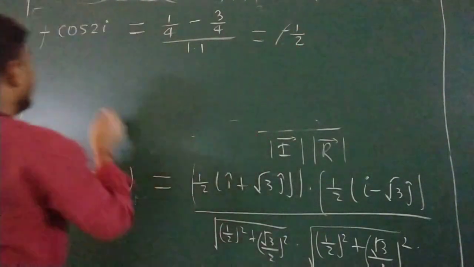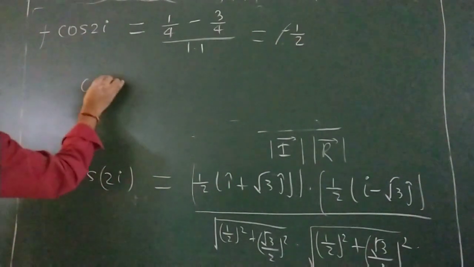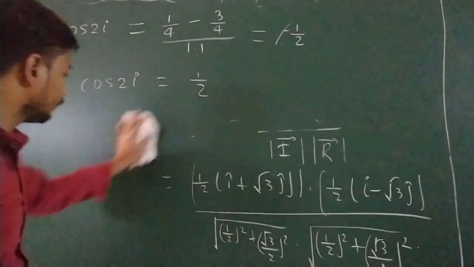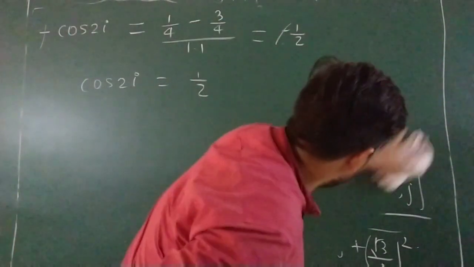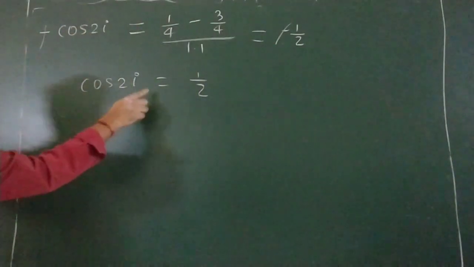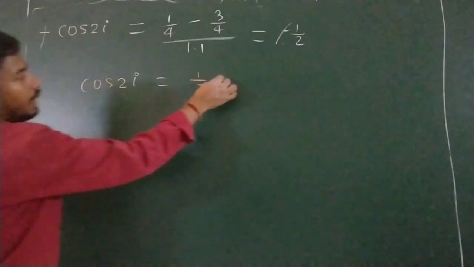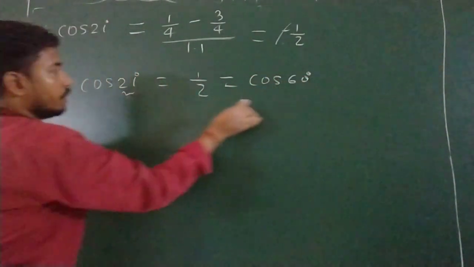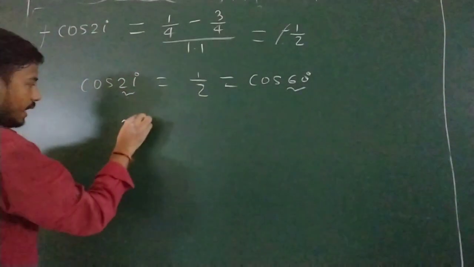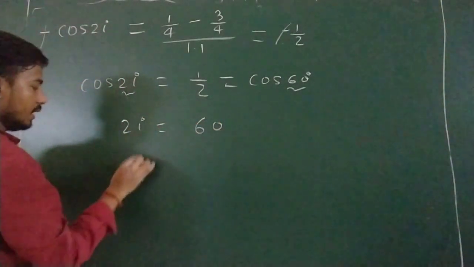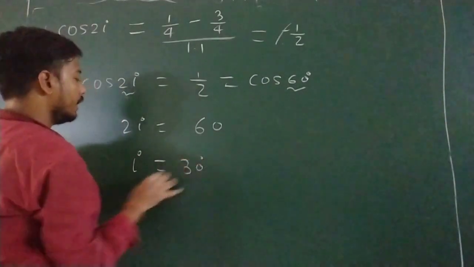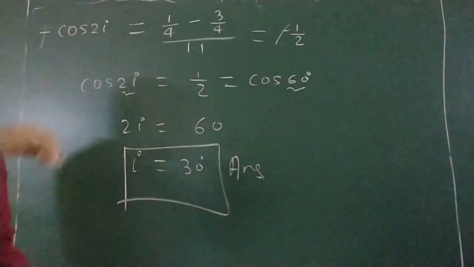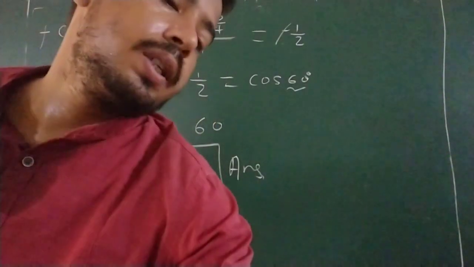The minus signs get cancelled. So from here cos 2i is equal to 1 by 2. If cos 2i is equal to 1 by 2, we can write this as cos 60 degree. So 2i becomes 60, so 2i is equal to 60, and I is equal to 30 degree. So this will be our answer. This is the first answer of our question.